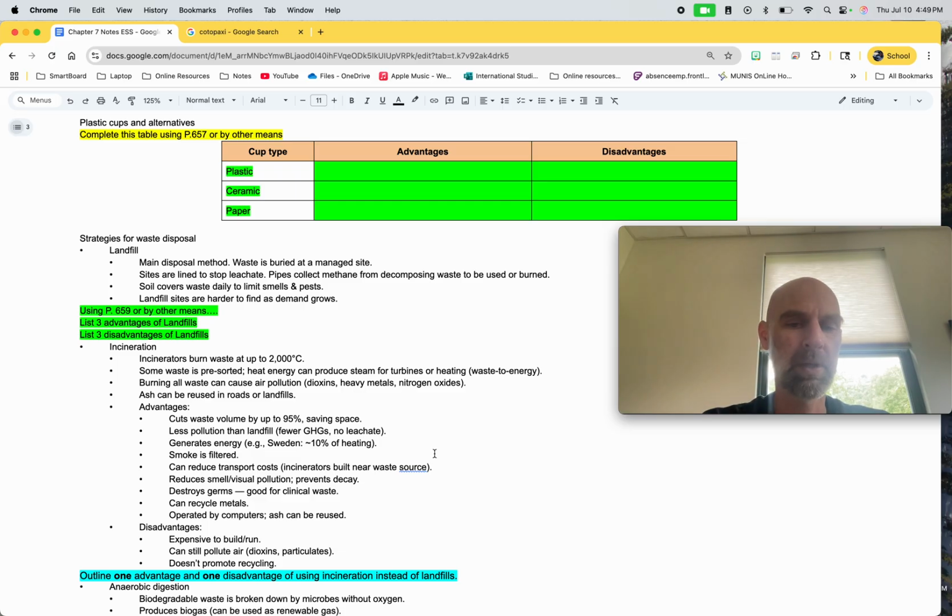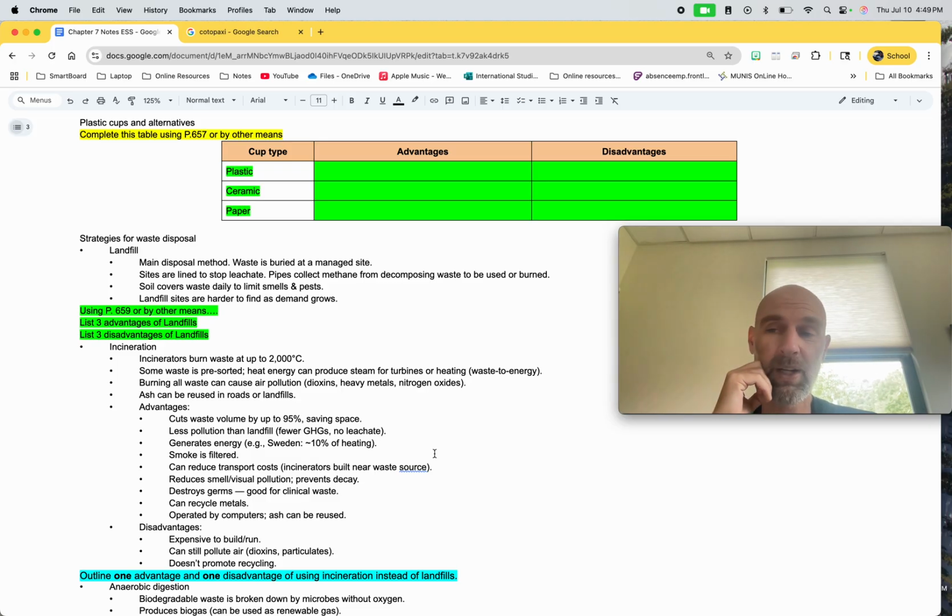Outline one advantage and one disadvantage of using incineration instead of landfills. So you have them right above you with advantages and disadvantages, and just ways you can do it. So, advantage for incineration: takes up less land. It does. You get energy from it.